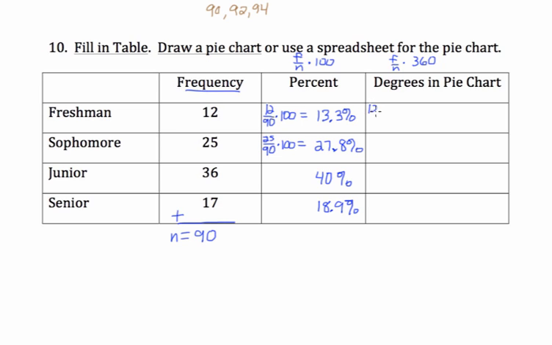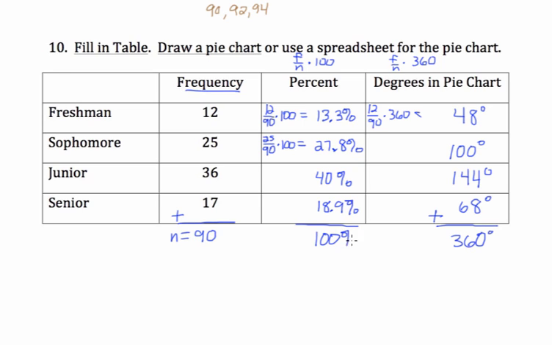Frequency divided by N times 360. 48 degrees. Same formula. Your total number of degrees should approximately add up to be 360 degrees, the amount of degrees in a circle. Your total number of percentages should add up to be about 100%. It may be a little off due to rounding.